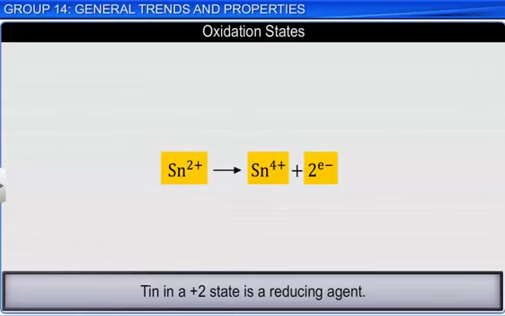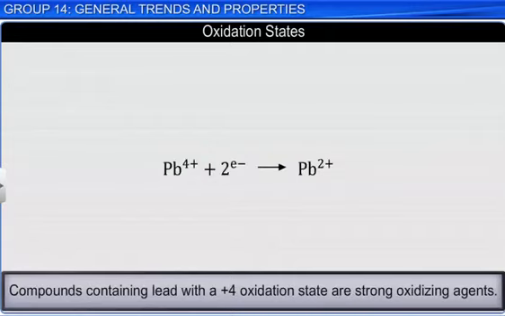Lead forms stable compounds with a +2 oxidation number. Compounds with lead in a +4 oxidation state are strong oxidizing agents. This means that lead(IV) can gain 2 electrons, forming the lead(II) ion. Remember, the substance that undergoes reduction can be called the oxidizing agent.